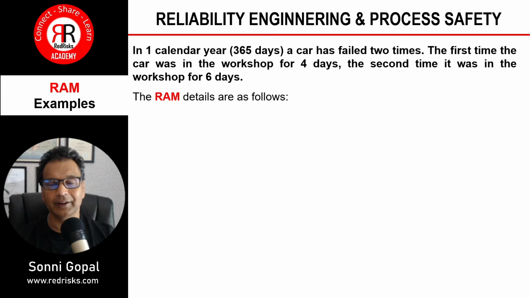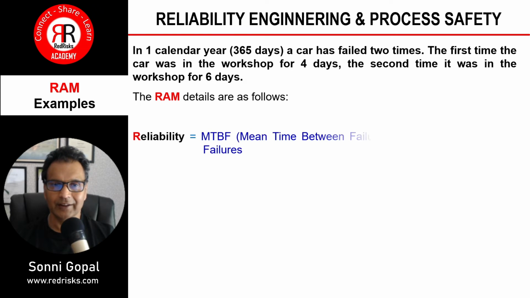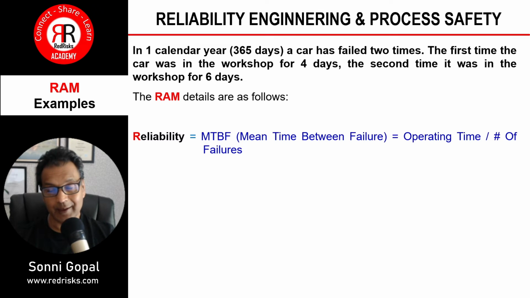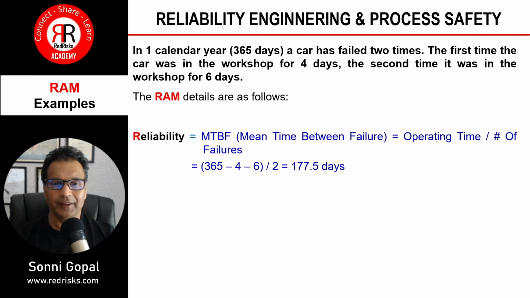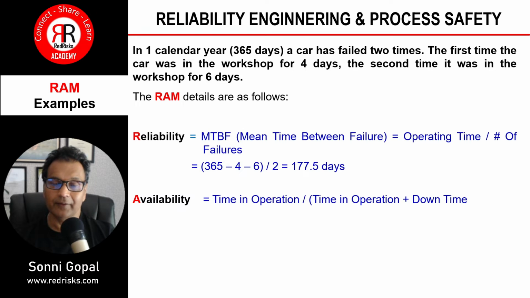So for example, in a calendar year, which is 365 days, say a car had 2 failures. The first time the car was in the workshop 4 days, and the second time it was in the workshop for 6 days. So the RAM details are as follows. Reliability, very simply, is just the mean time between failure, and that's the operating time divided by the number of failures. So out of 365 days, it was down 10 days, and there were 2 failures. So the MTBF is 177.5 days.